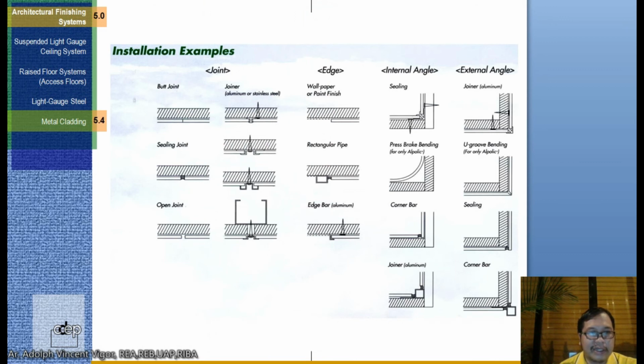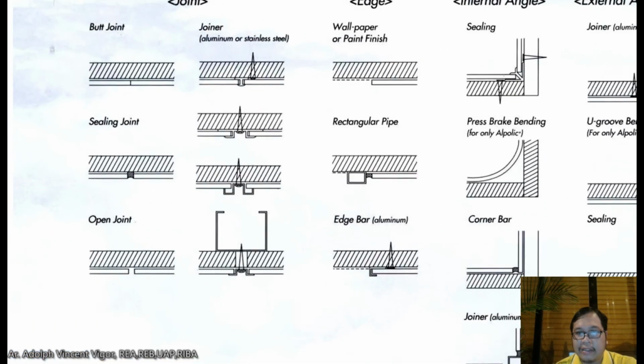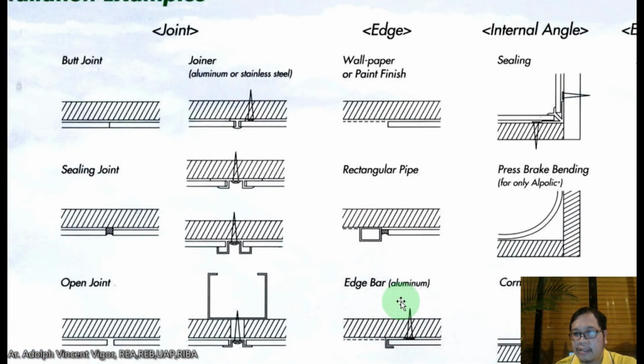Okay, so these are some of the installation examples. Let's zoom in on this one. So this is the butt joint. You can see it's a butt joint because it's side to side. This is the ceiling joint. So you're going to have a sealant here. This is the open joint. So there's an opening here. This is the joiner, aluminum or stainless steel here.